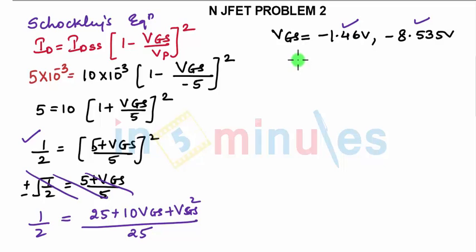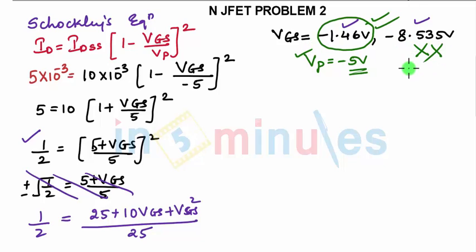Now the value which is less than VP, that we need to discard, and we select the other. In this case VP is given as -5 volts. The value which is less than minus 5 volts is not accurate. Since minus 1.46 volts is greater than minus 5, we'll select this value. So we are discarding minus 8.535 since it is less than VP, right? The reason also you should know. So we got VGS as minus 1.46 volts, right?